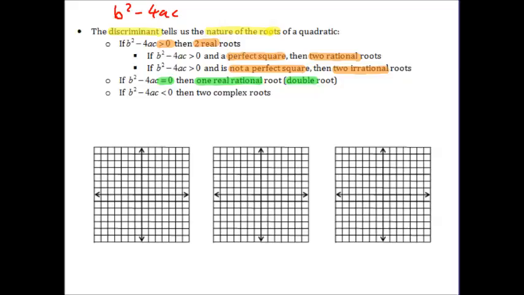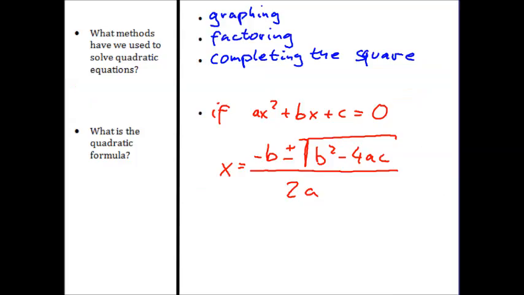And last but not least, if b squared minus 4ac is less than 0, if it's a negative number, then we're going to have two complex roots. Because, again, let's look at our formula. If the number underneath here, our discriminant, is a negative number, we're taking the square root of a negative number, and that's why we even went and learned about the complex numbers, because that's the only way to solve the square root of a negative number.